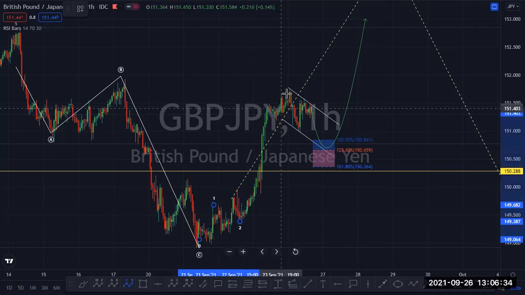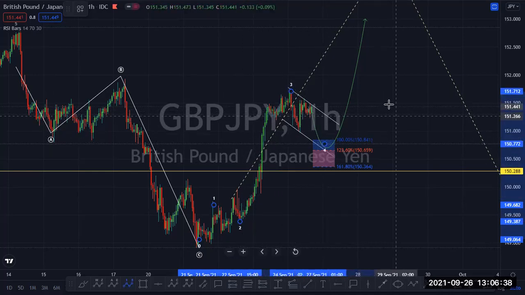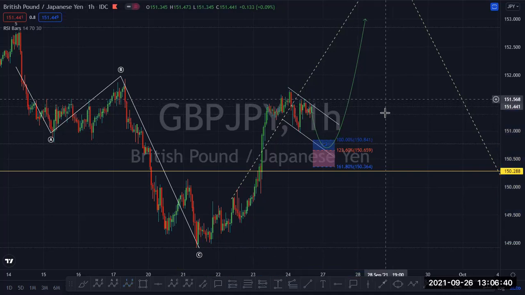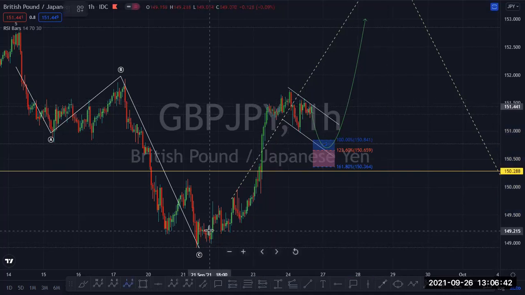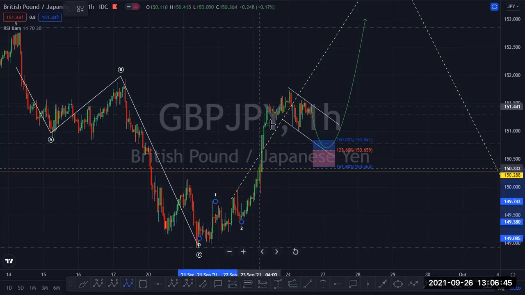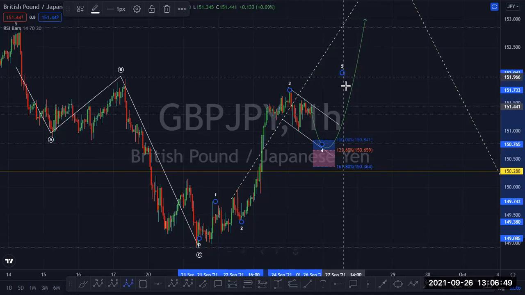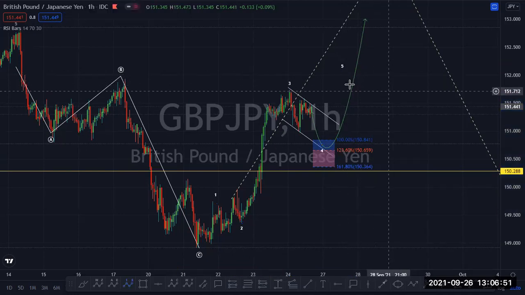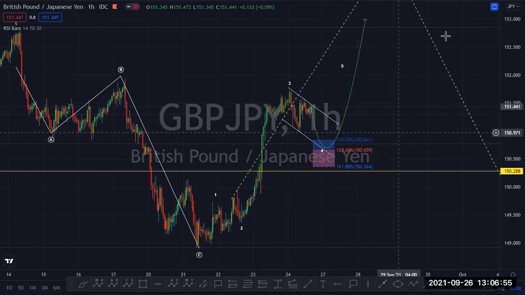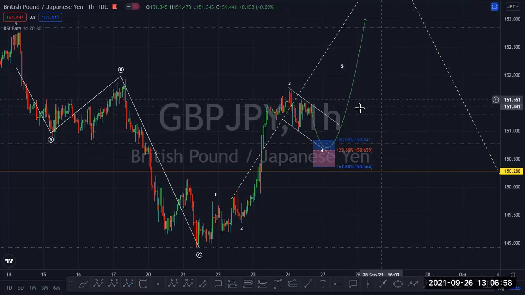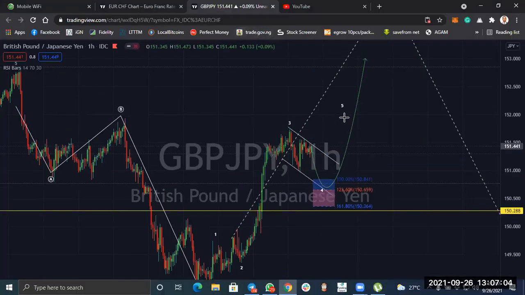1, 2, 3, A, B, C. So this is where I think 4 will fall. 1, 2, 3, 4, 5. So if 5 happens here, then I will look for ABC for buying again. So this is what I expect will happen on pound JPY. So keep watching it.